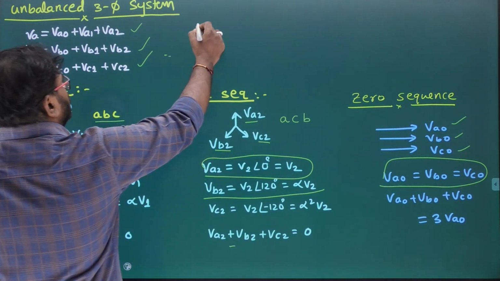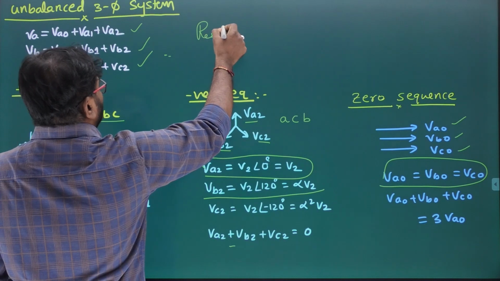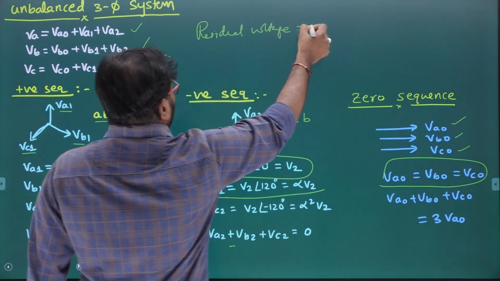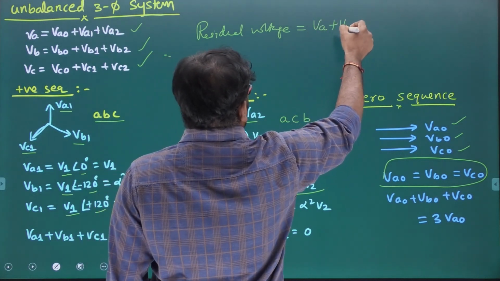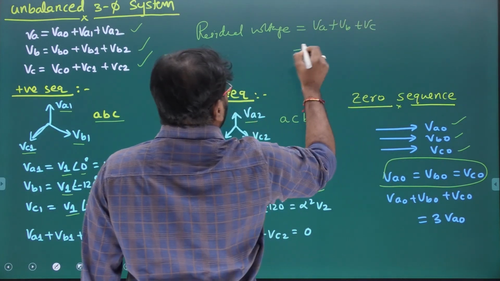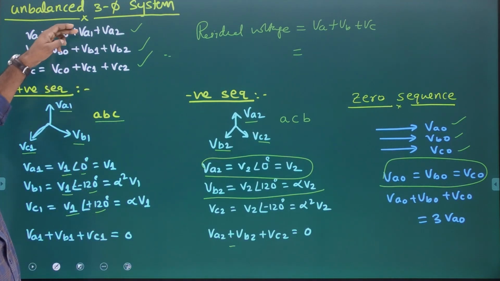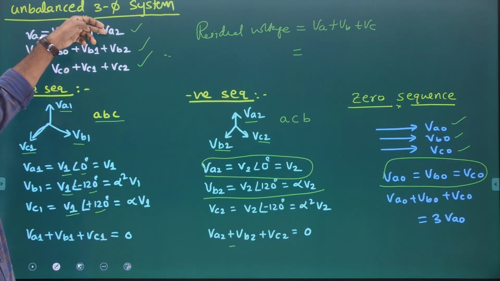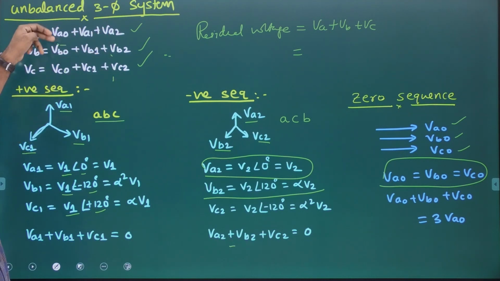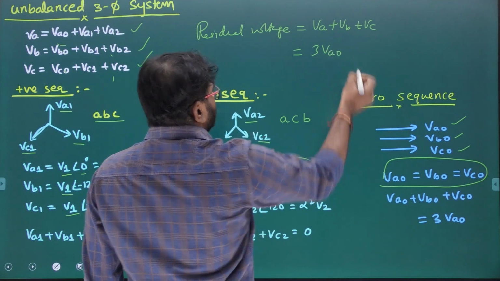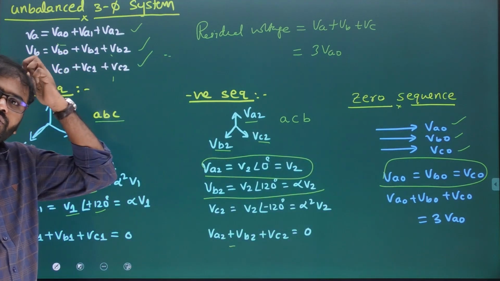And sometimes they may ask you, what is residual voltage? Residual voltage means if you add VA, VB, VC, that is called residual voltage. If I add, what is VA? This: VA1 plus VB1 plus VC1 is 0. VA2 plus VB2 plus VC2 is 0. And VA0 plus VB0 plus VC0 will be what? 3 times VA0. The residual voltage is always the zero sequence voltage.